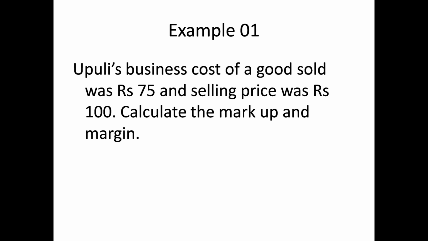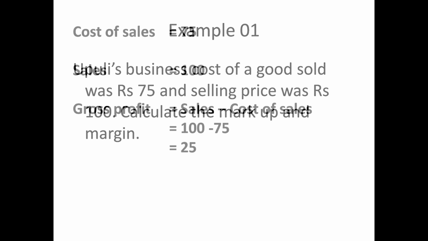Sales given in this question, that's 100. Cost of sales given, that's 75. But the gross profit has not been given. Then you need to calculate the gross profit. How do we calculate gross profit? Gross profit equals sales minus cost of sales. Okay, then take 2 minutes and write down the main 3 items required. Those are sales, cost of sales and gross profit.